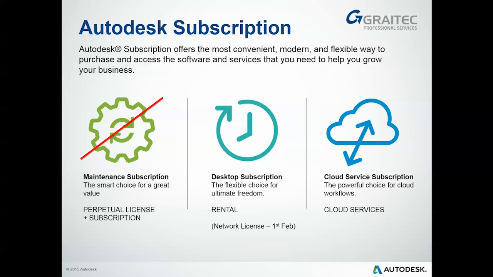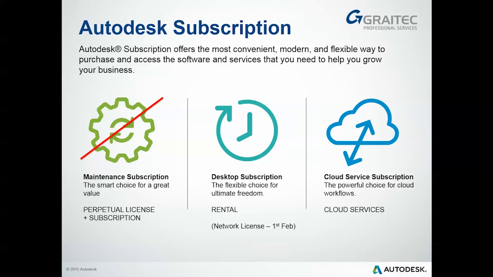So it's never been easier to buy Autodesk software with options tailored to suit your business, and at this moment in time you have three options that best fit your current project needs and associated budget. These options are broken down into Maintenance Subscription, Desktop Subscription, and Cloud Service Subscription. I appreciate that these can be referred to in a number of different ways, so in order to clear things up, I just wanted to touch base on each one of them.